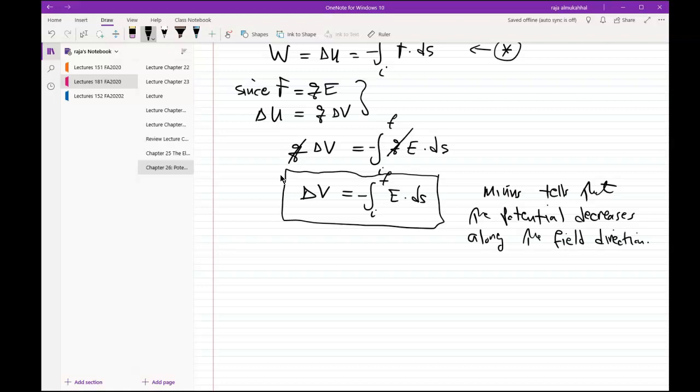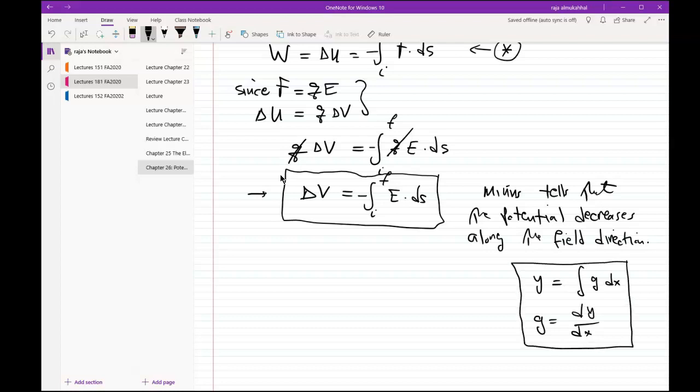Now, if I look at this equation here, I can do the reverse. Let's just go back to calculus. If I have a value, say y is equal to the integral of some value, let's say g dx, what does that mean? It means that g is the derivative of y with respect to x. It's just the antiderivative. Derivative and antiderivative. So I can apply the same thing here.